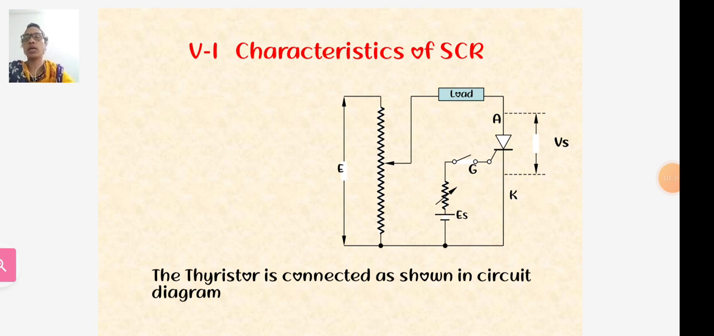So this is the diagram for the VI characteristics of SCR. In this, a thyristor has 4 layers, 3 terminals with 3 PN junctions. The circuit diagram for obtaining the static VA characteristics of the thyristor.